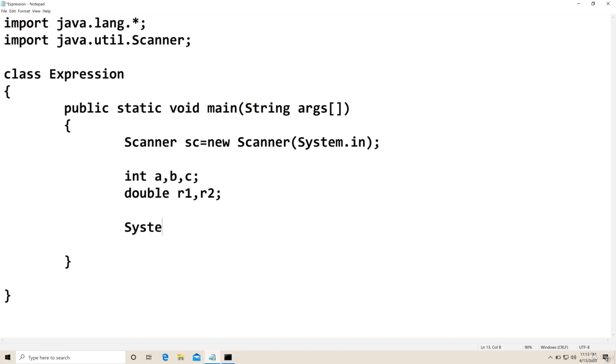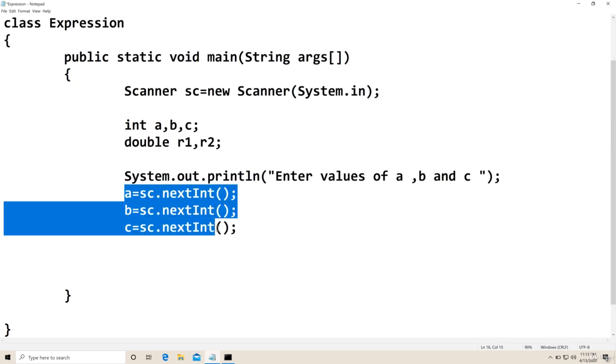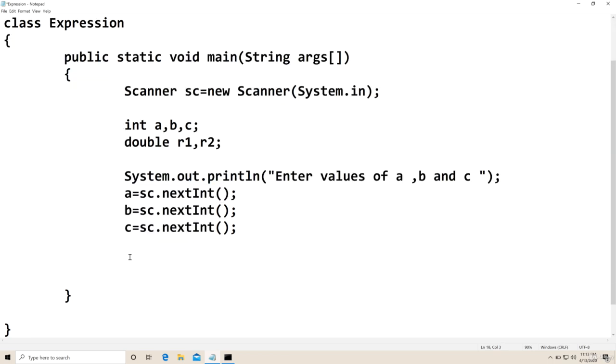Then I should give a message and ask for the values of a, b, c. Now I should scan the values and take them from the keyboard, sc.nextInt, which will take an integer. Then I should read b and c also. I am reading all three values from the keyboard. Now I have to calculate, find out the roots.